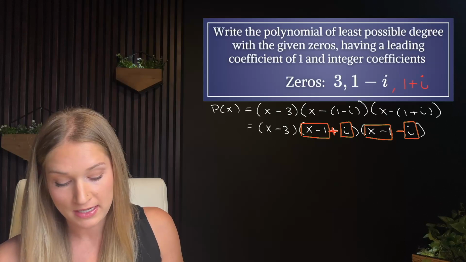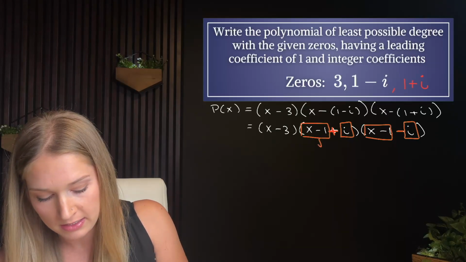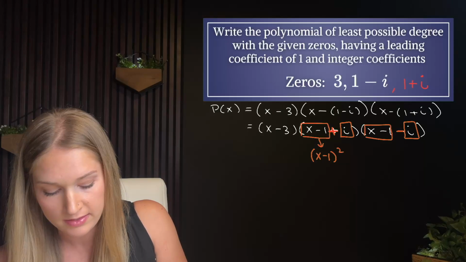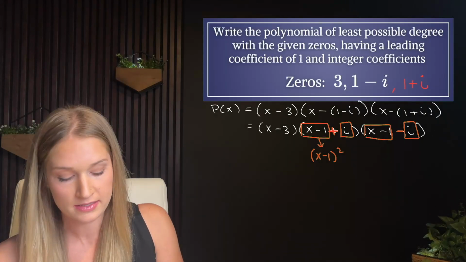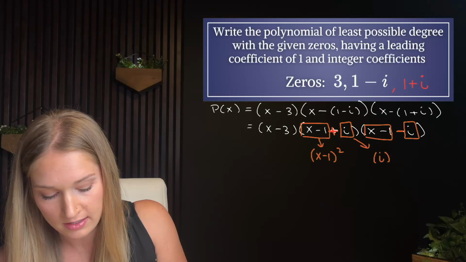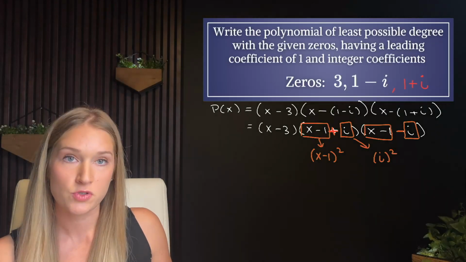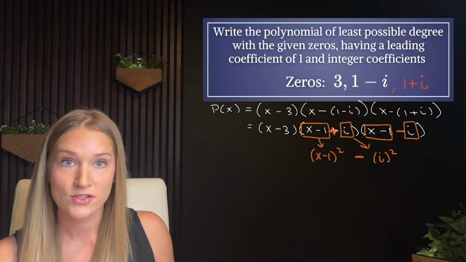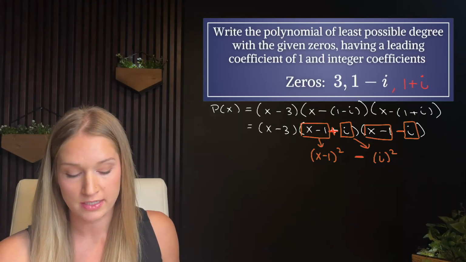My first base is going to be x minus 1. So I take that x minus 1 and I square it. My second base is going to be the i. So I take the i and I square it, and then I subtract to create the difference of squares. So that's the shortcut to multiplying those two together.